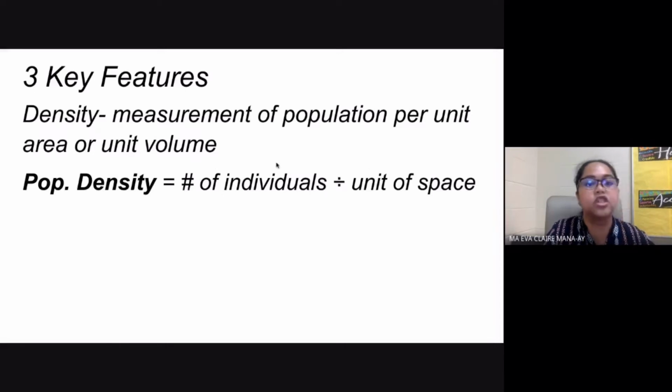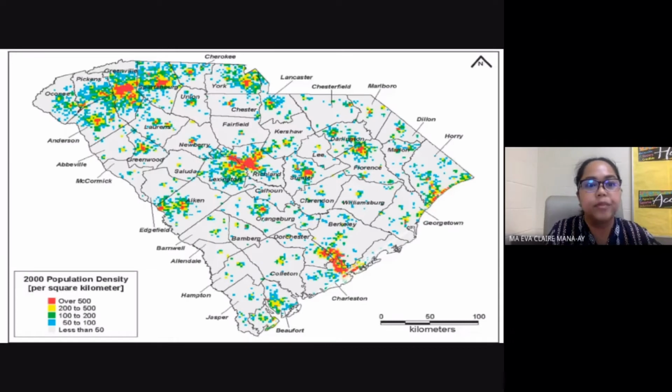So that's just the number of individuals divided by the amount of space. How densely populated is your area? That's your population density. Are they all clumped together? Are they spread out evenly? So that's your population density. This here is a map of the state of South Carolina showing us the densities of the different populations that you have for each part of the state.